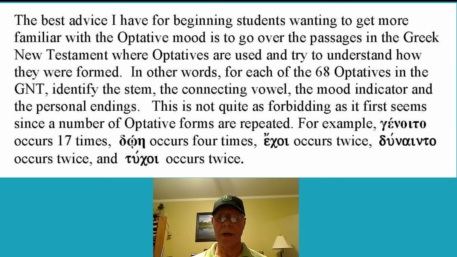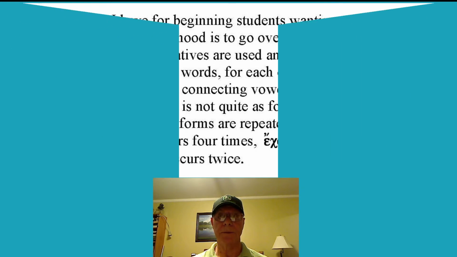This is not quite as forbidding as it first seems, since a number of optative forms are repeated. For example, yanito occurs 17 times, doi occurs 4 times, echi occurs twice, dinendo occurs twice, and tichi occurs twice.